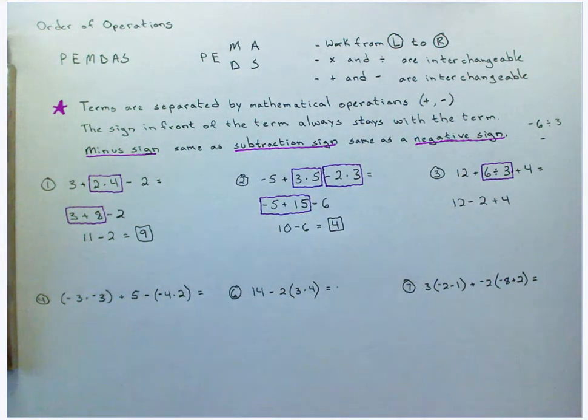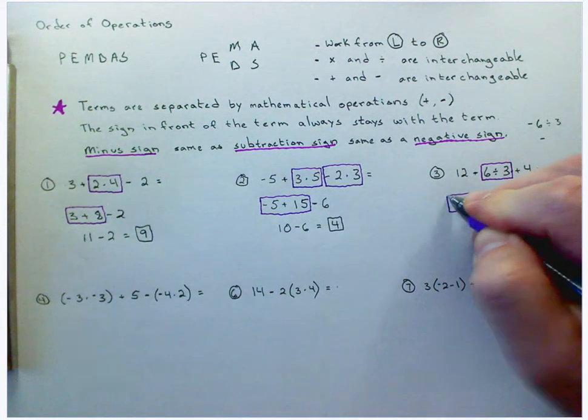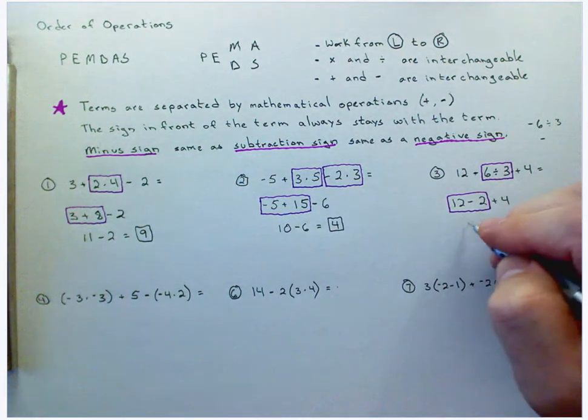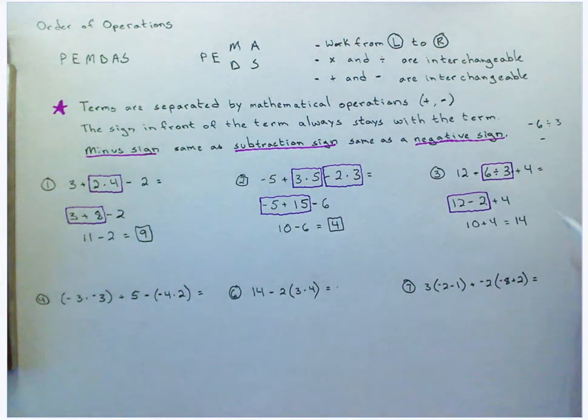So the next one just simply deals with addition or subtraction. I'm going to work from left to right. 12 minus 2 is 10, and 10 plus 4 equals 14.